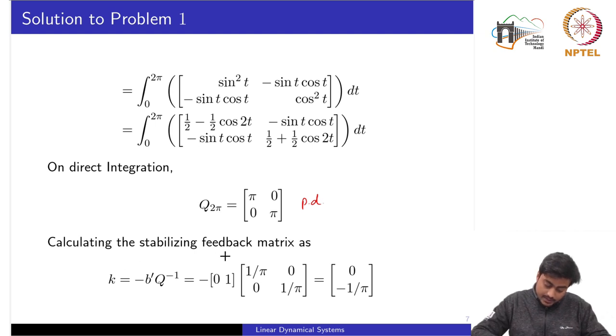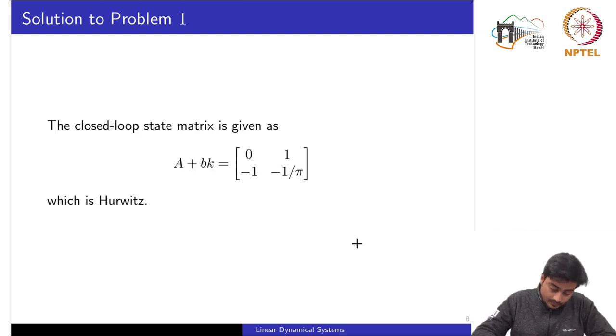Now calculating the stabilizing feedback matrix as K equal to minus B transpose Q inverse, we finally obtain this state feedback gain vector. Now next you can verify the closed loop state matrix, whether it is Hurwitz or not. So by computing the eigenvalues of this matrix, you would see that this matrix is Hurwitz. So here we have presented another way of computing the state feedback matrix by using the controllability Gramian.